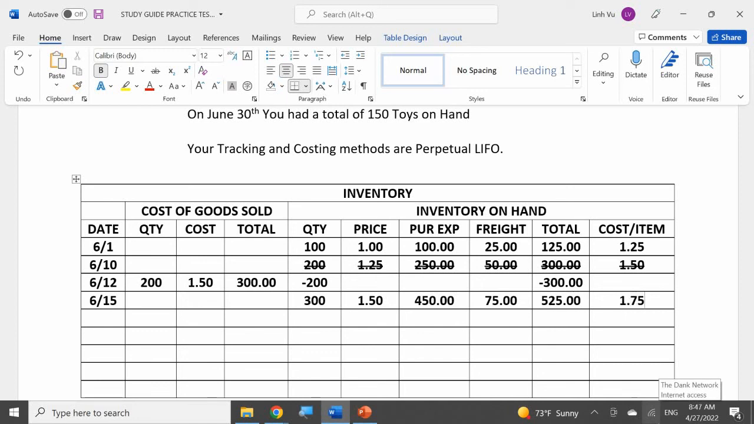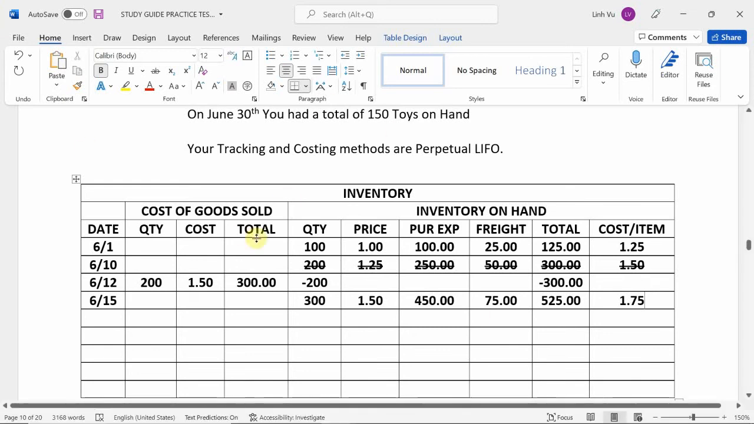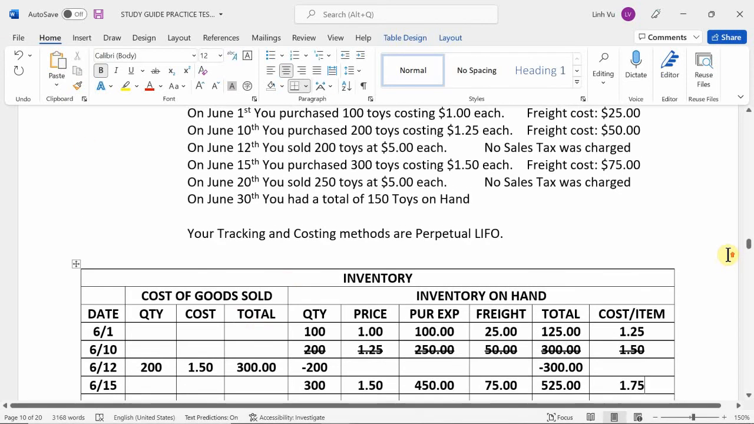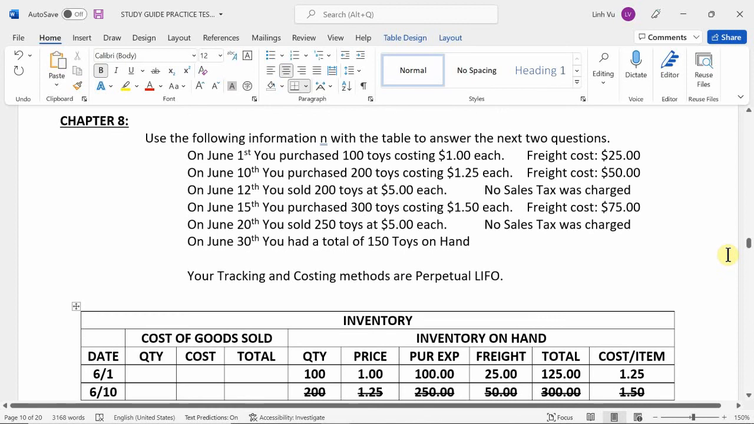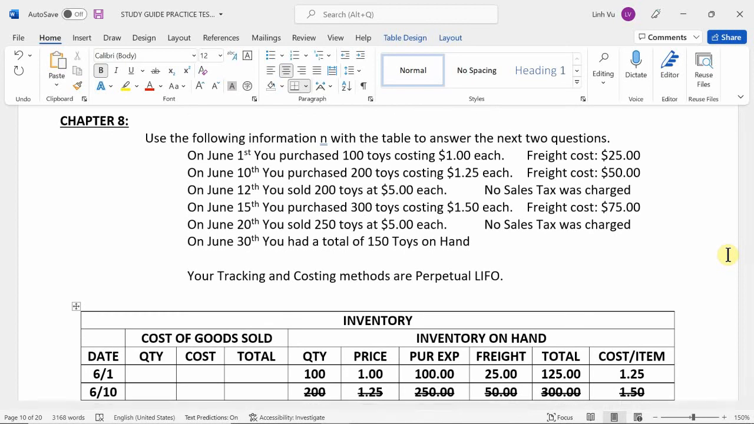$1.75. Okay. So now I have two batches of inventory, right? I have my first one for 100 at $1.25 and I have 300 at $1.75, right? The 150 was completely gone. So then let's see here. On June 20th, you end up selling 250 toys at $1 each with no sales tax. So in this case, I just sold an additional 250 units.